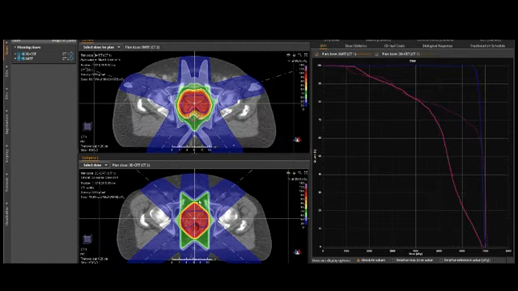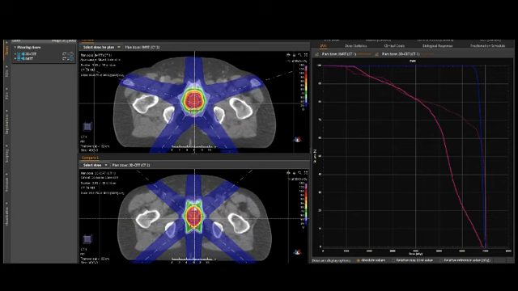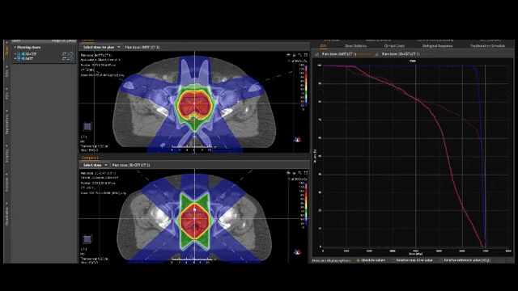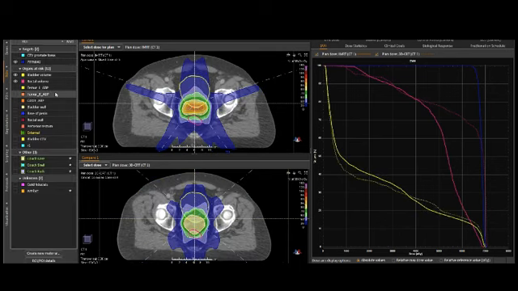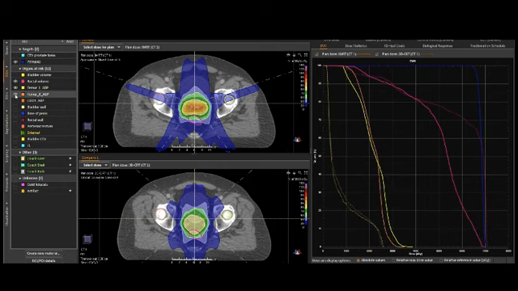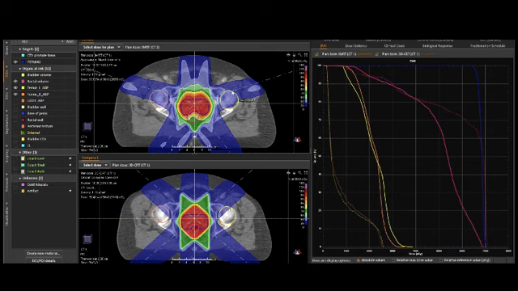It's uniform coverage in both cases, but it spills out more in the 3D plan. That's not really captured on the DVH, so it's not really visible on that screen. Here's the bladder, femoral heads. Those are kind of different because I don't have beams going through them at all with the 3D. But I didn't try to spare them, and the IMRT probably could have.